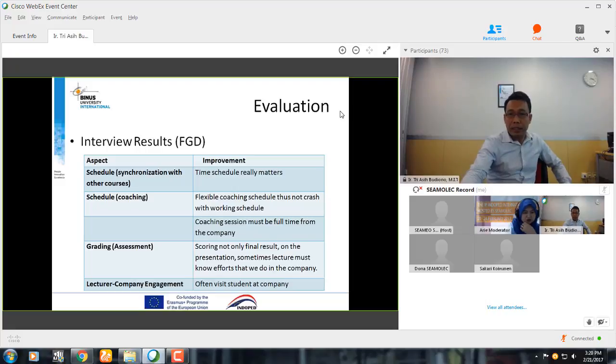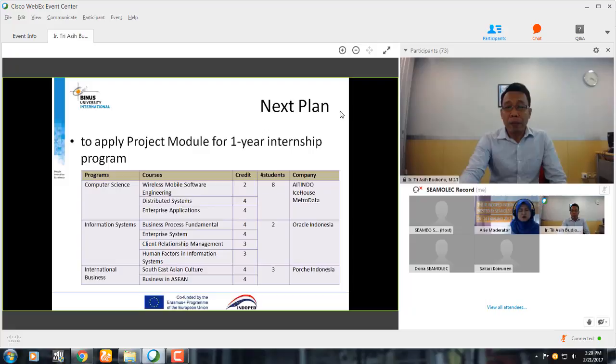So that's what we have done last semester. So 3 students worked in Itindo, an IT consulting company, for 16 weeks. They learned a lot from them, but they also criticized the project module. We learn from it. We are actually quite happy with the result of the project module. So we intend to apply this learning method, the project module, into our new initiative. It is called the one-year internship program.